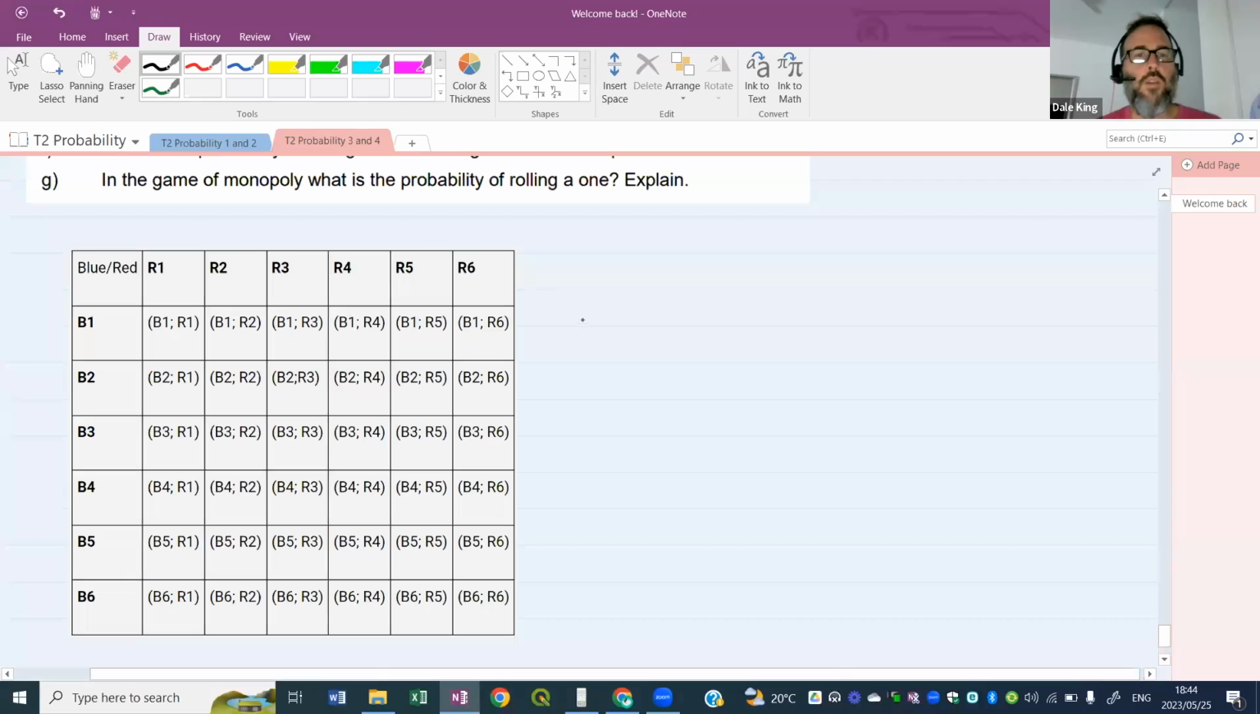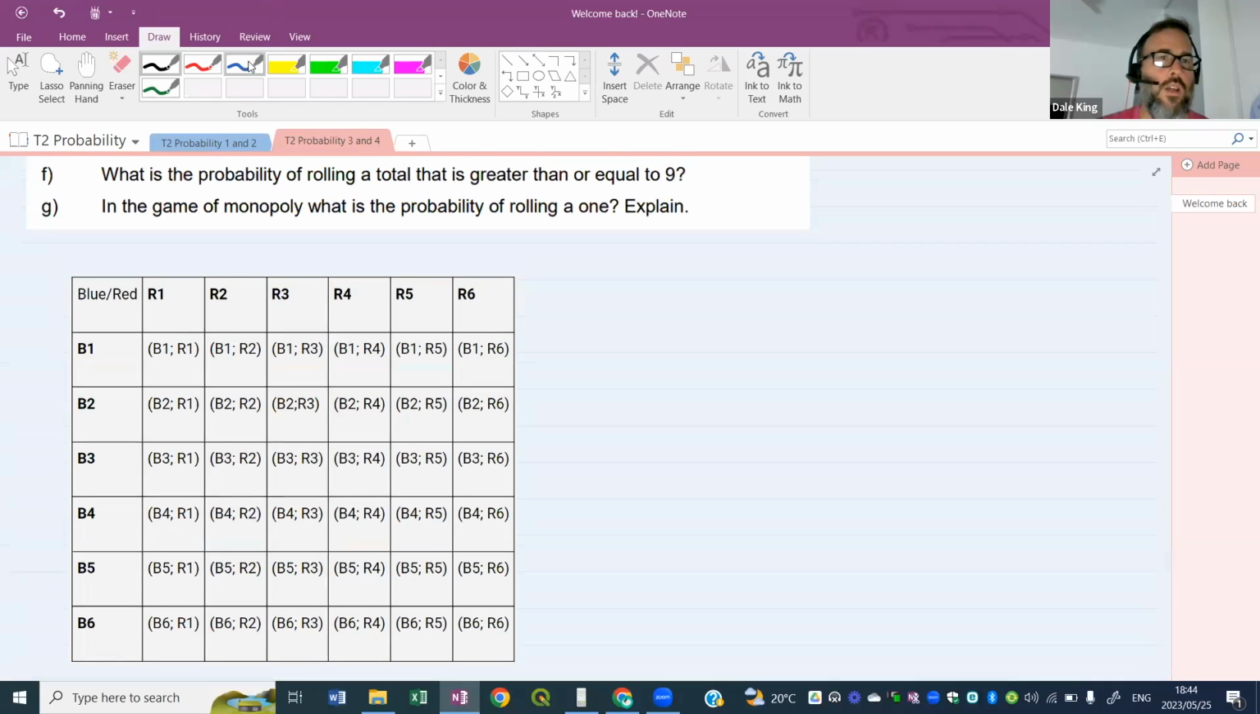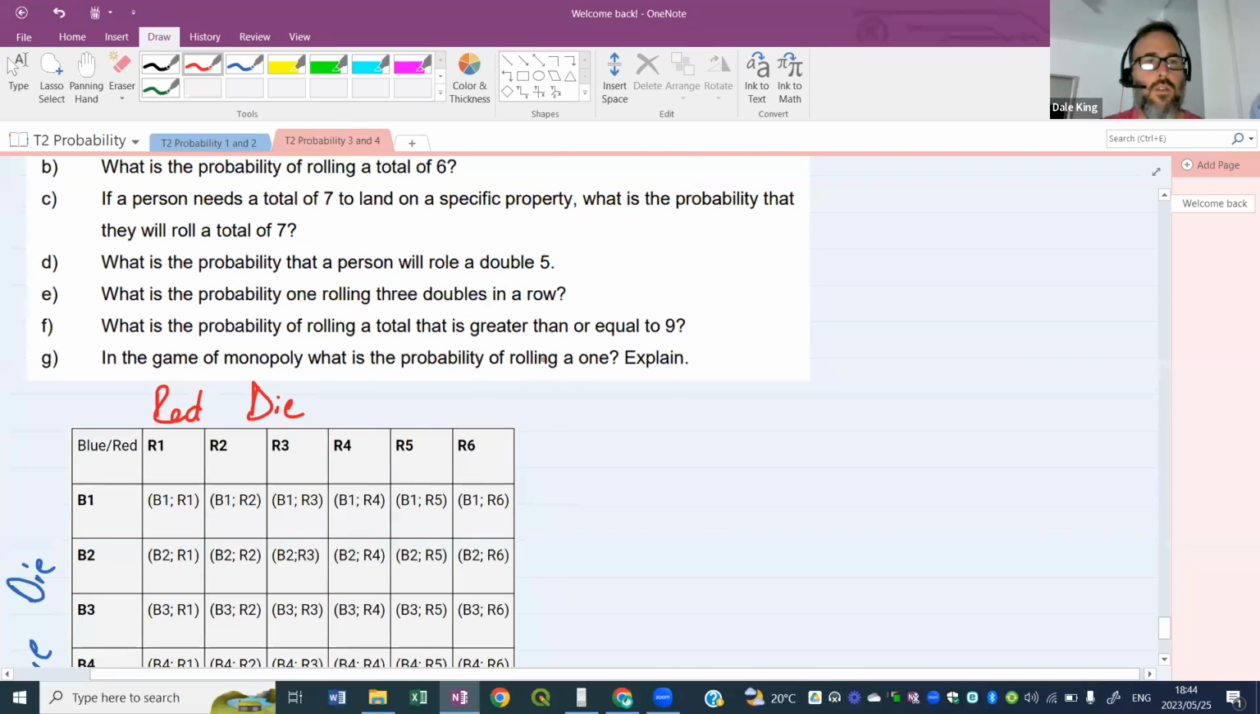So these are all the possible combinations. This is the blue die. I'll write here the blue die. And on the top is the red die. And these are all the possibilities when you throw these two dice. All right, we've got our diagram. Let's look at the questions.